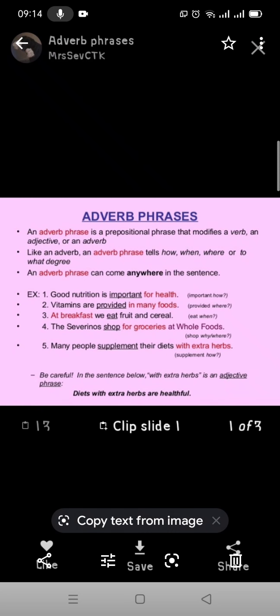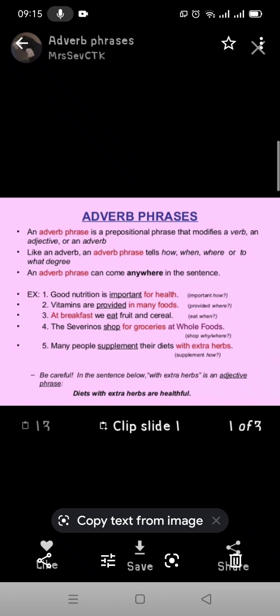Now, adverb phrase. Before starting the adverb phrase, let's see what a phrase is. A phrase is a group of words with incomplete sense. In phrases, we don't have any object or any subject or any verb. It is just a group of words without complete meaning.